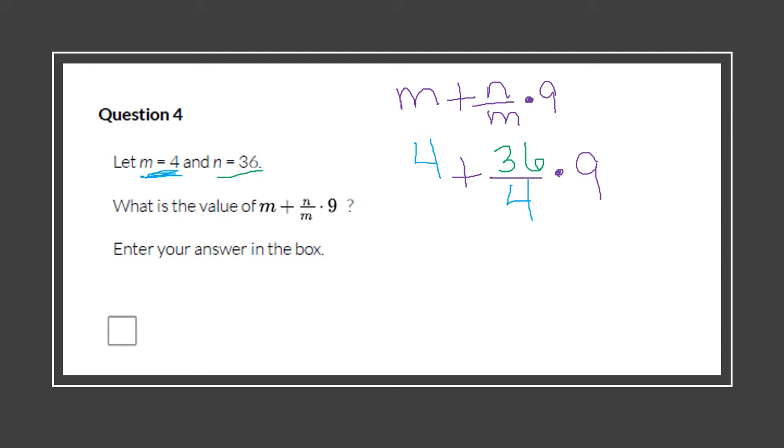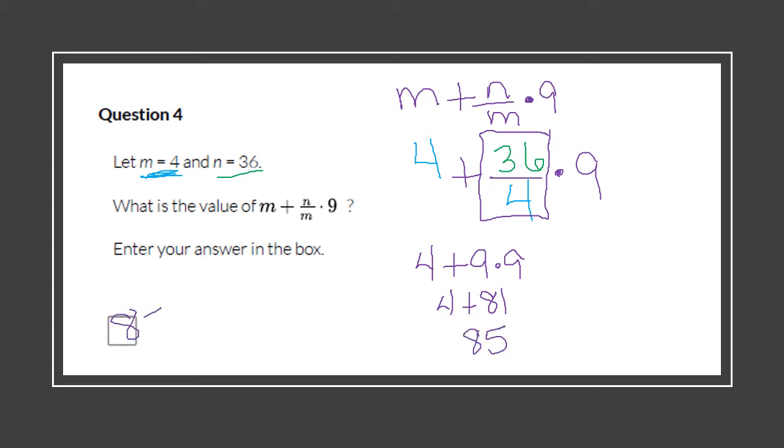So now I'm going to solve. I see division here when I'm reading left to right before that multiplication. So I'm going to do that first. 36 divided by 4 is 9. And then I just bring down that times 9. Now I have to do the multiplication. 9 times 9 is 81. And 4 plus 81 is 85. So my answer is 85.